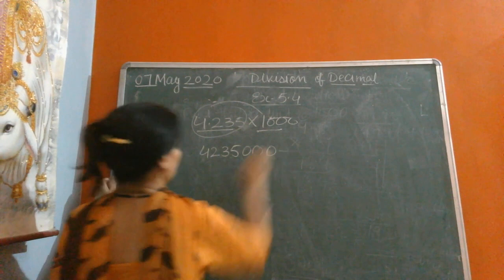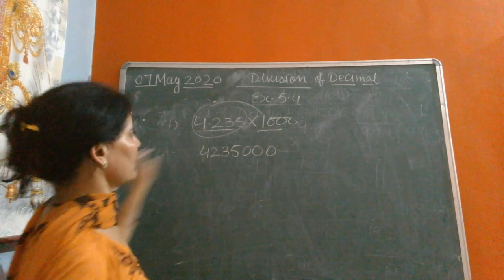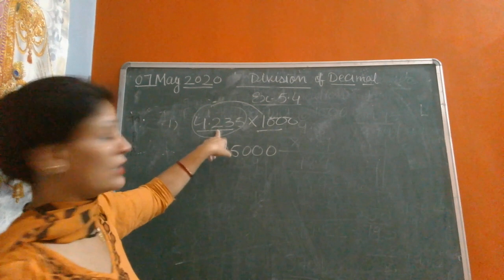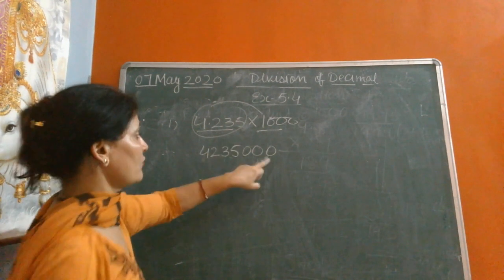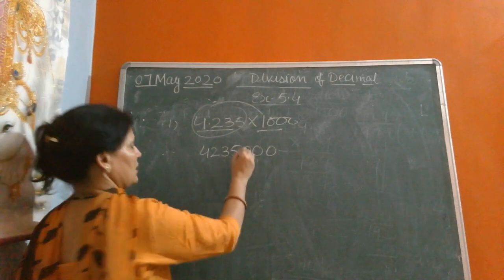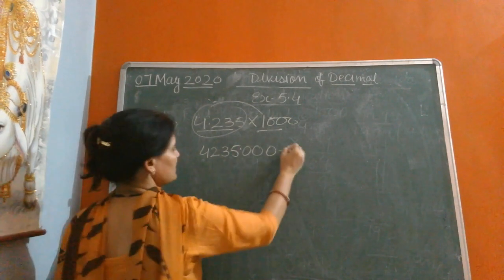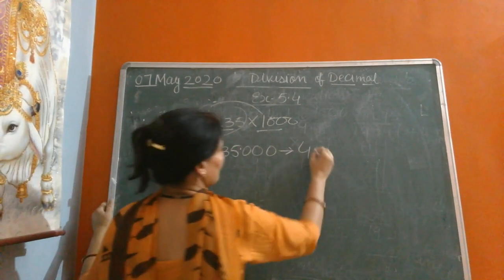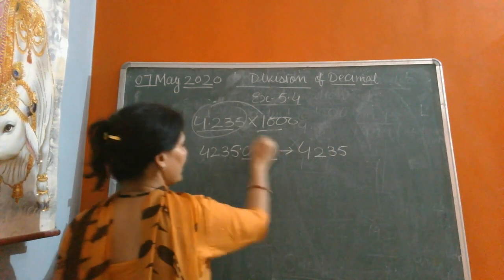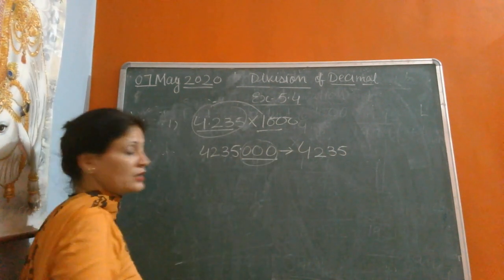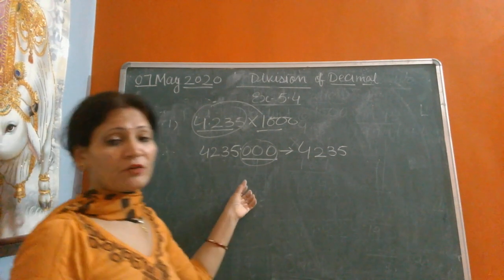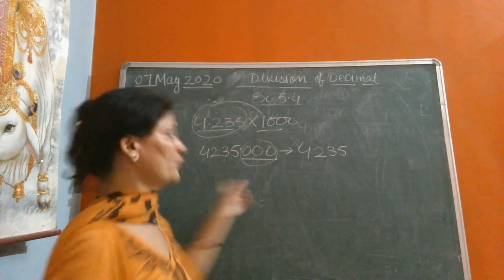1, 2, 3. Now we will count the digits after the decimal. There are 3 digits: 1, 2 and 3. So we will count from the right hand side: 1, 2, 3. And the answer is 4235, because there is no value of 0 after the decimal. Zeros after the decimal have no value.